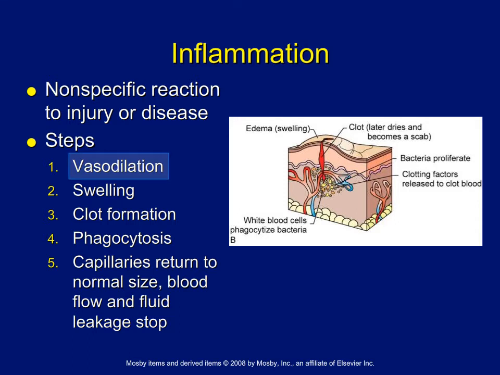Now, vaso here just means vessel, and dilation means to enlarge. And so when tissue is injured, the mast cells that live within that tissue release histamine, and histamine causes inflammation and swelling. And this inflammation and swelling does a couple things.